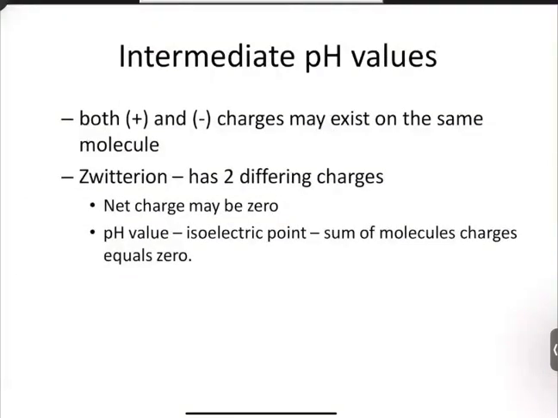At intermediate pH value, both positive and negative charges may exist on the same molecule. They are called now your zwitterion. They have different charges, positive and negative. No? The net charge may be zero or neutral. At the pH value, isoelectric point, the sum of molecule charges is equal to zero. All of them are zero. So they are called zwitterion.